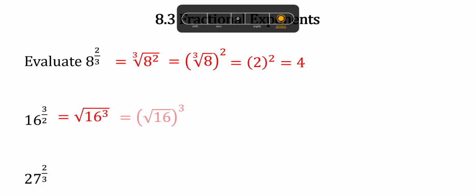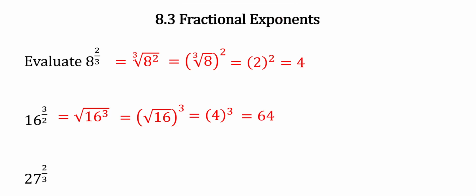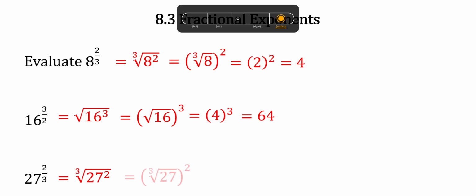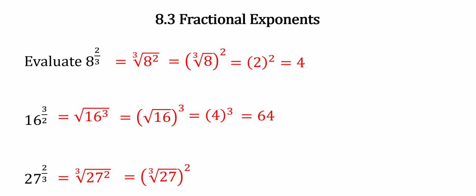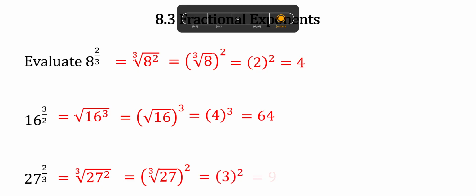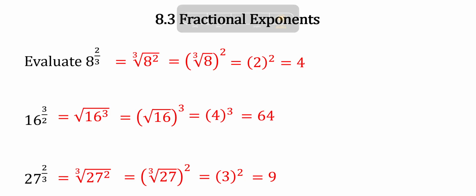Okay, so you're going to change it to that. And the square root of 16 is 4. And 4 cubed is 64. So this one, you're going to take the cube root of 27 and then square it. The cube root of 27 is 3. 3 squared is 9. Should make a little sense. If the fraction is less than 1, then you're going to reduce the number from 8 to 4 here. If it's over 1, you're going to increase the number. 16 became 64. So 2 over 3 is less than 1, so 27 is going to go down to 9.